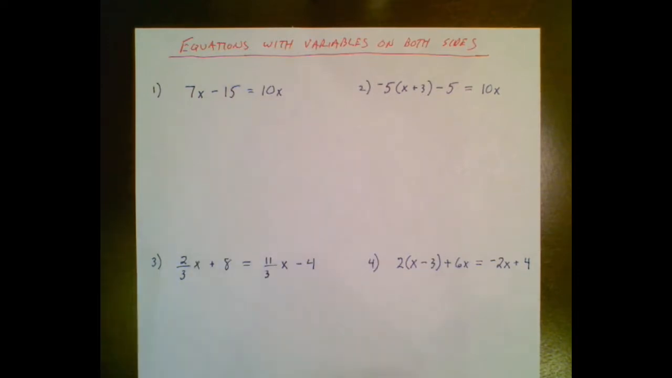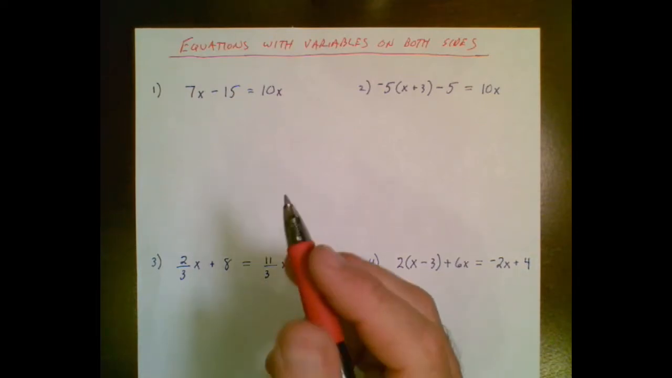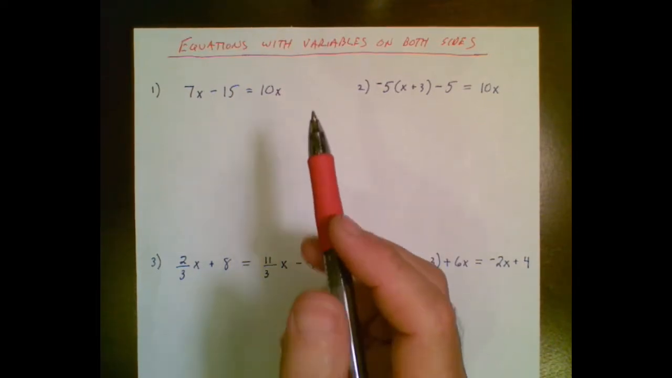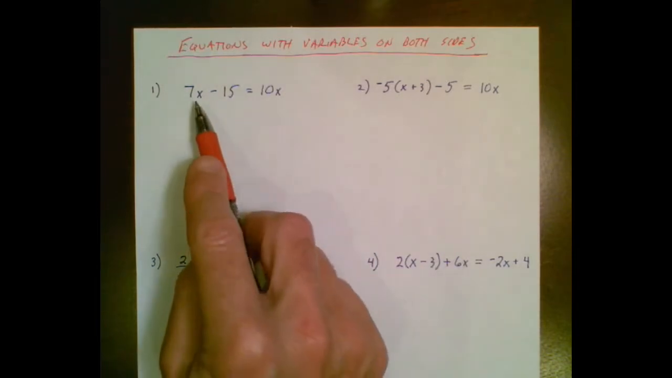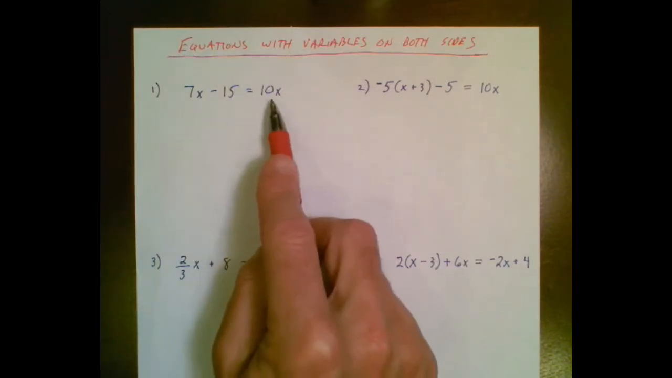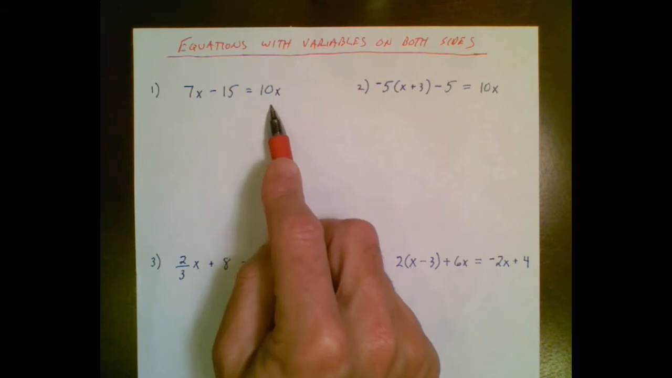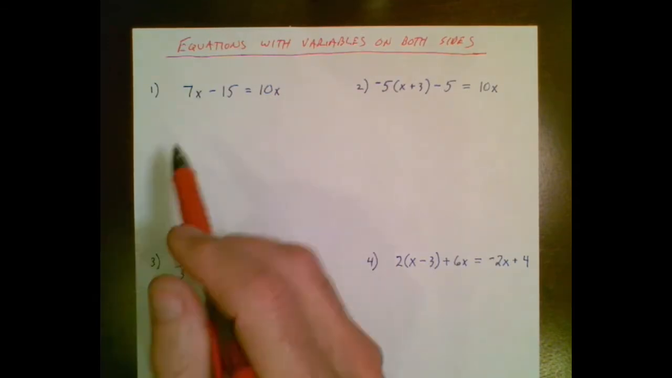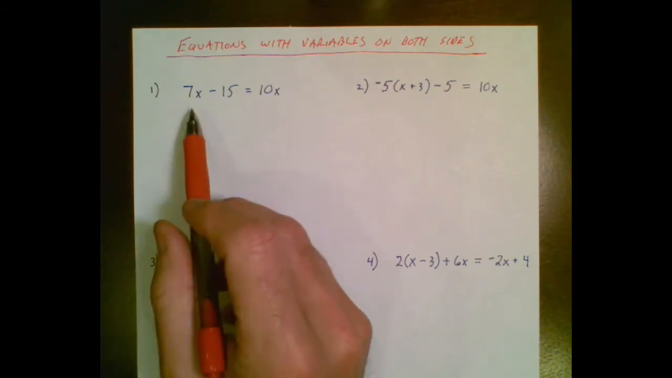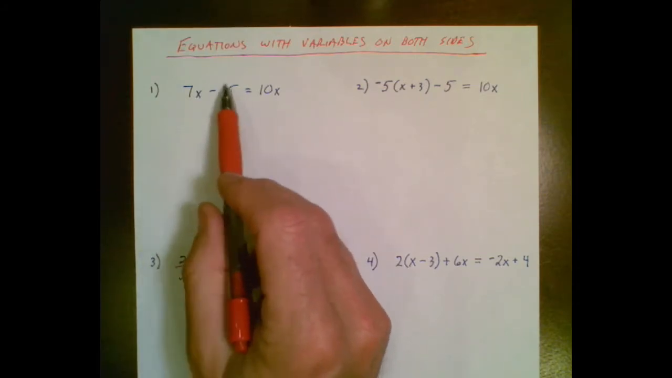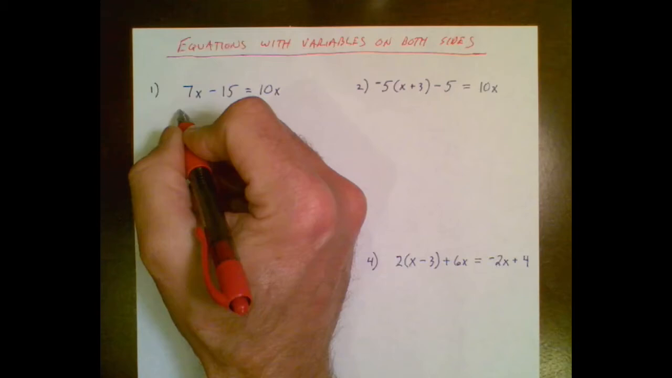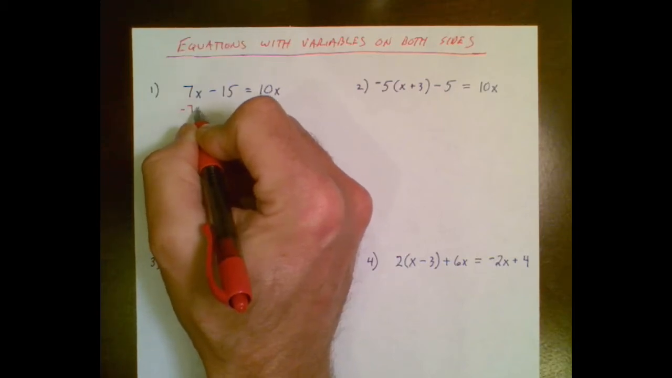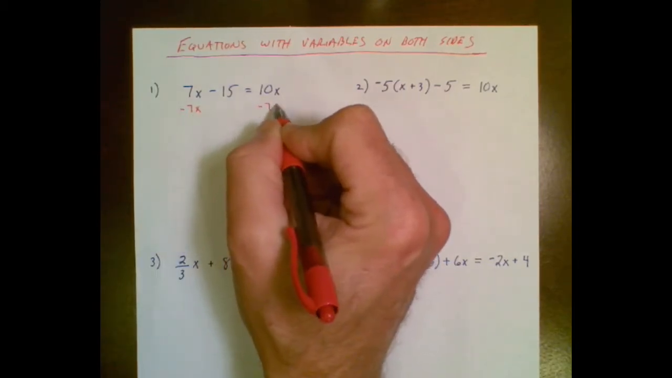If they were on the same side of the equal sign, then we could combine them like terms. But they're not. So I have to make a decision. Either the 7x has to travel over there, or the 10x has to travel over here. Either one is fine. Since my goal is to get x by itself, I want to get the x away from the minus 15, so I'm going to choose to move the 7x to the other side.